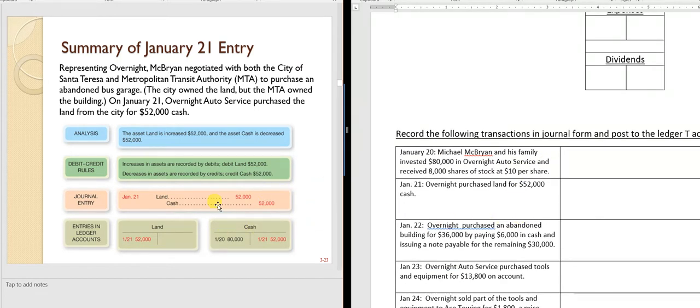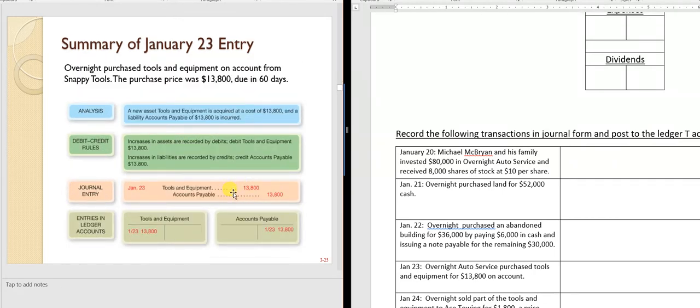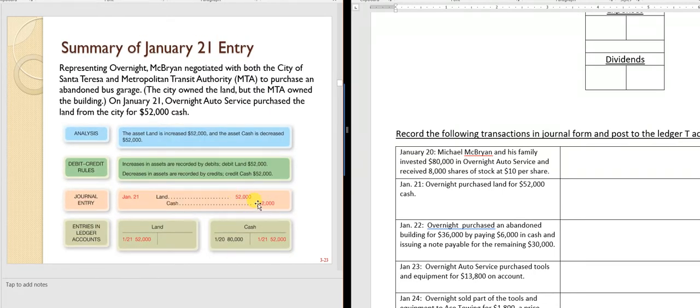So I got land, and land is an asset, so it's debited, and I got it by paying cash. Cash went down, so I credit cash. And now I go down to my T accounts below and put a debit in land and a credit in cash for $52,000. Notice I could do a balance right now, but I'm just going to wait until the end to do all my balances.